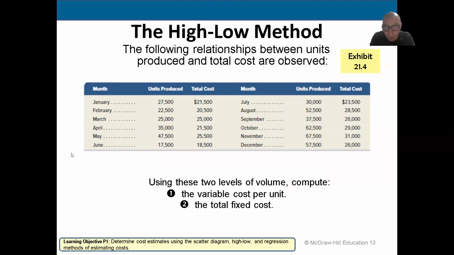The second method is called the high-low method. This is very easy to understand, but I'm going to walk you through it. The first thing we do is we identify the high points and the low points by looking at the data. So here we go. First, let's identify the high points, the highest cost. Looking at this 12 months of data, you can tell me what month is the highest total cost.